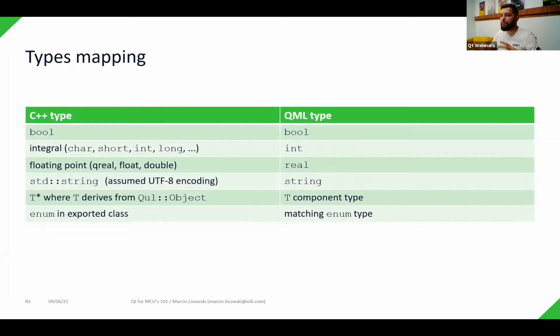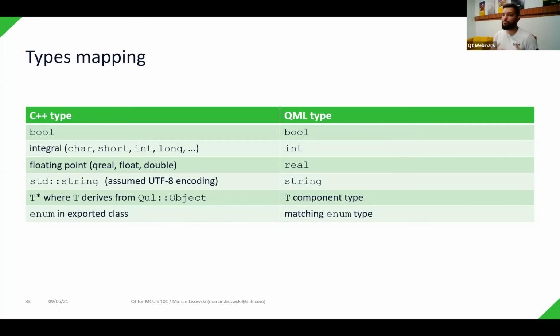If it comes to mapping types from C++ to QML, of course, there is some mapping. As you can see, the bool is just a bool on QML, and some integral types like char, short, int, and so on will become just an int on the QML side. All floating point types will become real in QML. STD string is just a string, and all of the Ts that derive from QObject will become a T component type.